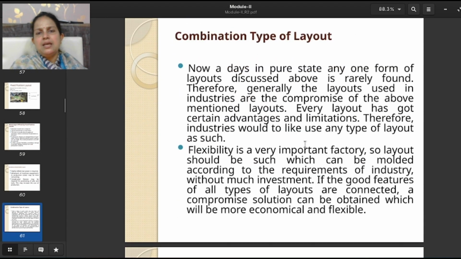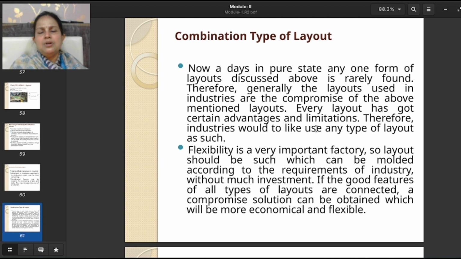Then take the case of combined type of layout. Combined layout is also known as hybrid layout. When we mix the product layout and process layout, it is called combined type of layout. It is not always suitable to go for product layout or to go for process layout, so combining both product and process layout is normally used in many industries.